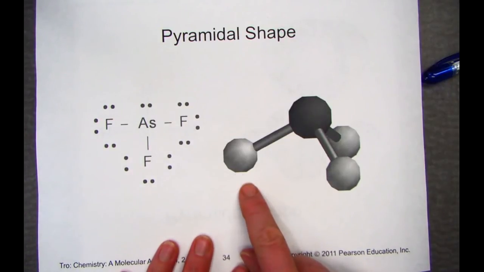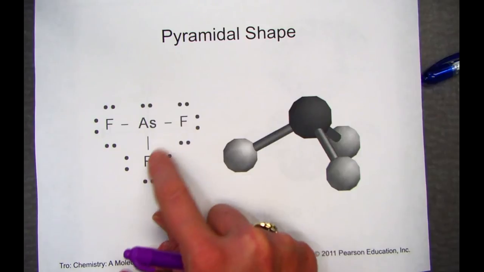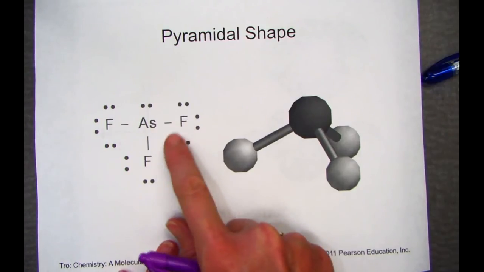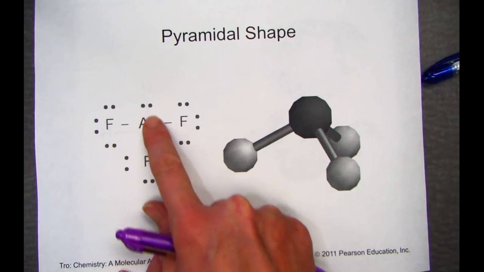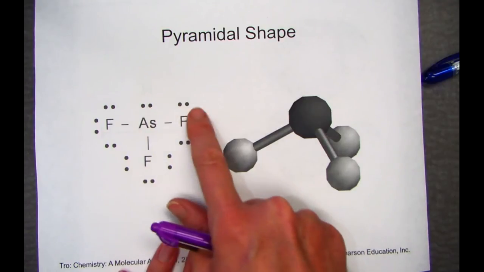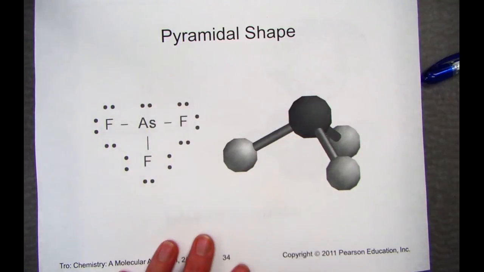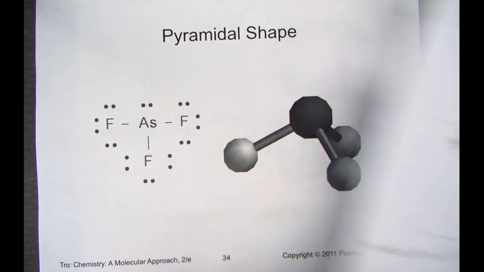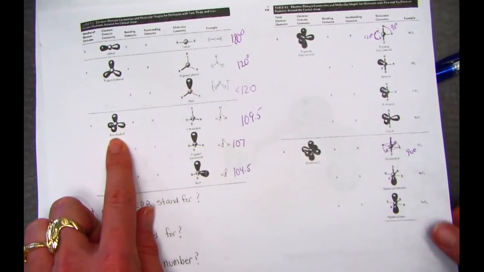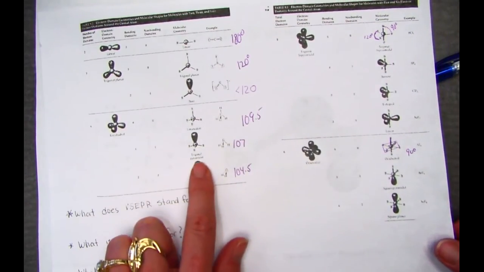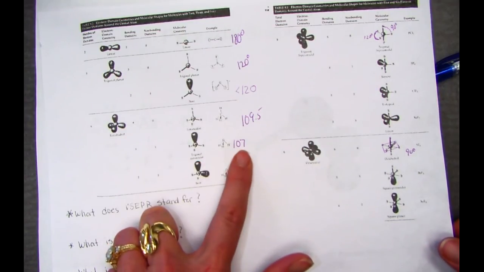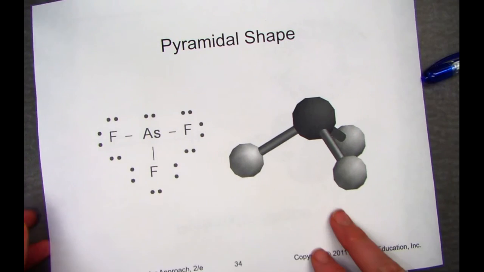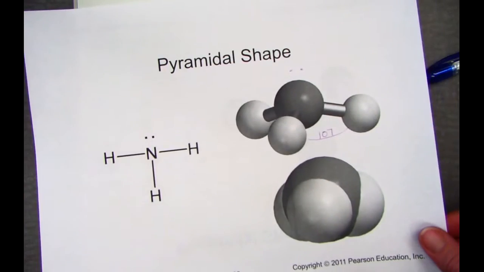Same picture, different example. Arsenic in the center, fluorine around the outside. Three fluorines attached back, but we have one lone pair. Four electron domains, so the electron domain geometry is tetrahedral, but when three are bonded, one is not, the molecular geometry does not match. Tetrahedron for the electron domain, trigonal pyramidal for the molecular geometry, predicted bond angle, about 107. Smaller than the predicted 109.5.